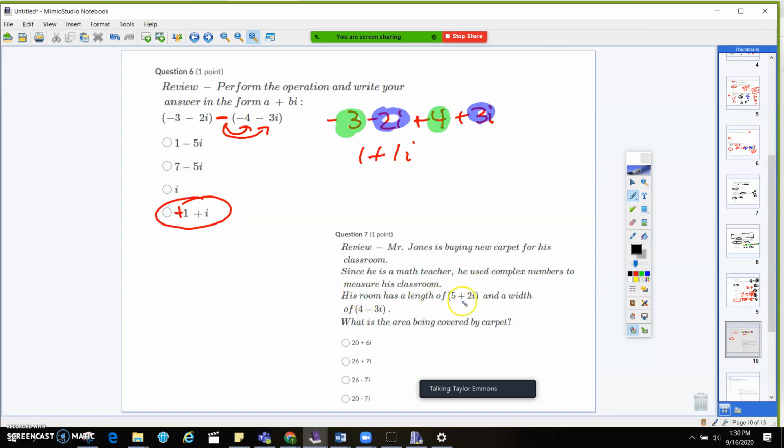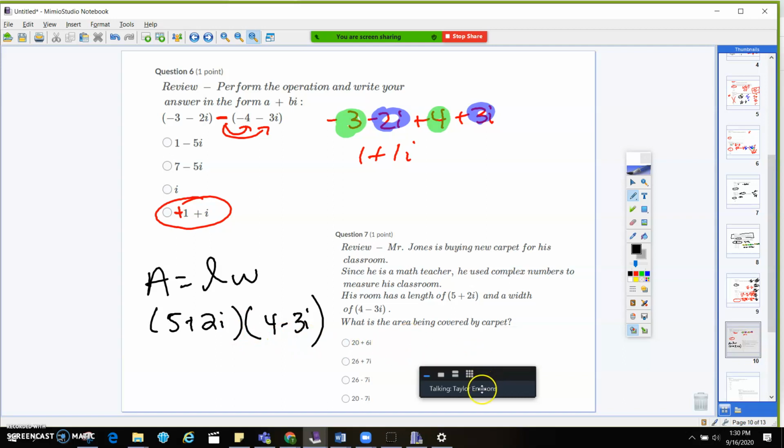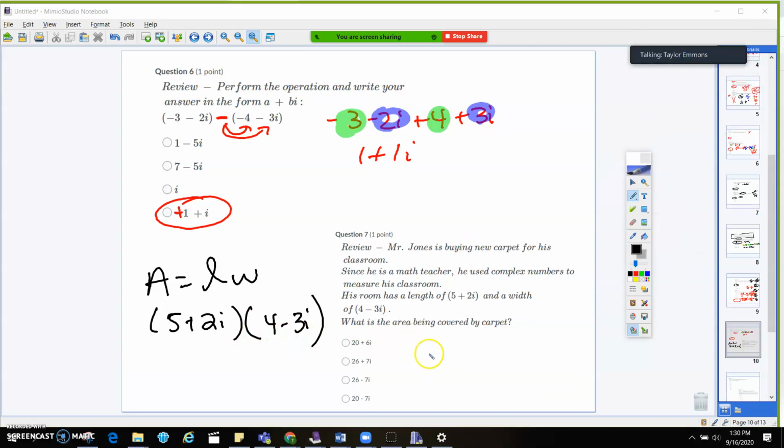On number 7, it's talking about area. And back in the day, you learned that area is length times width. So we're going to take our length and multiply it by our width. Now you can do this the FOIL way, or you can do this in the box method. I personally like the box method. So use the box. I've got 5 plus 2i, and then I've got 4 minus 3i.